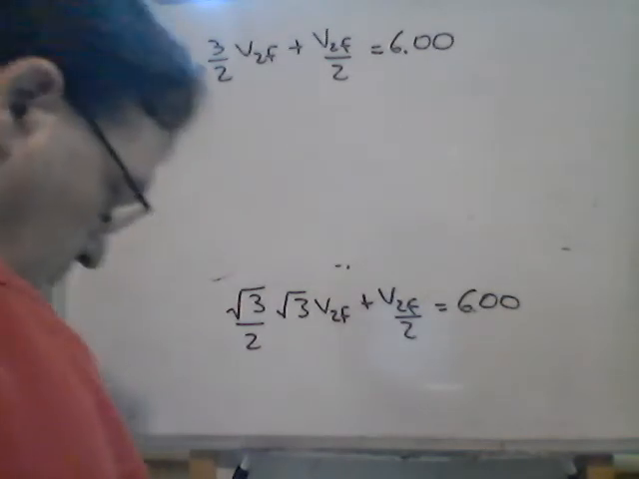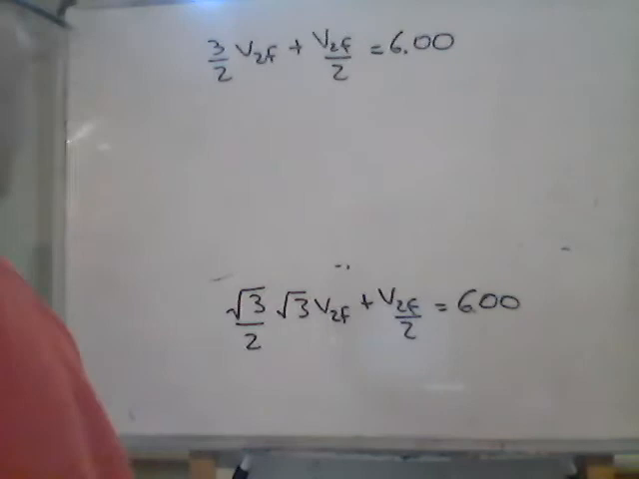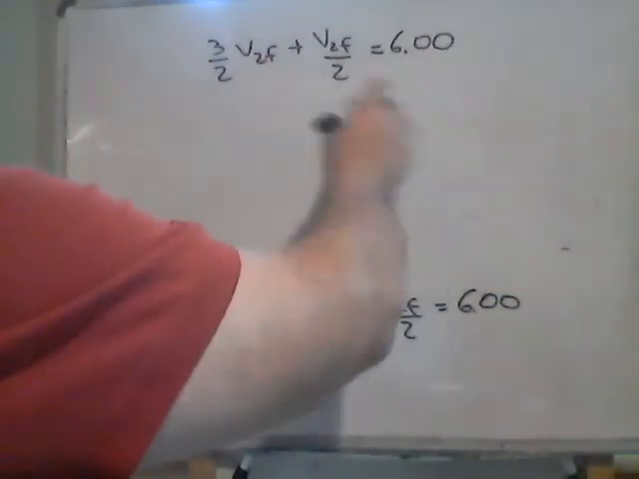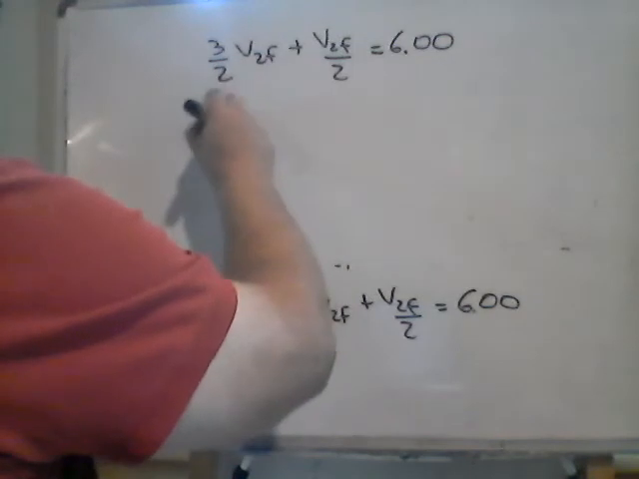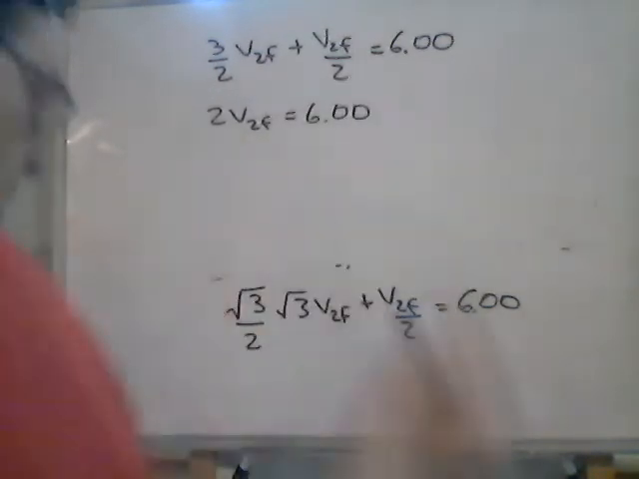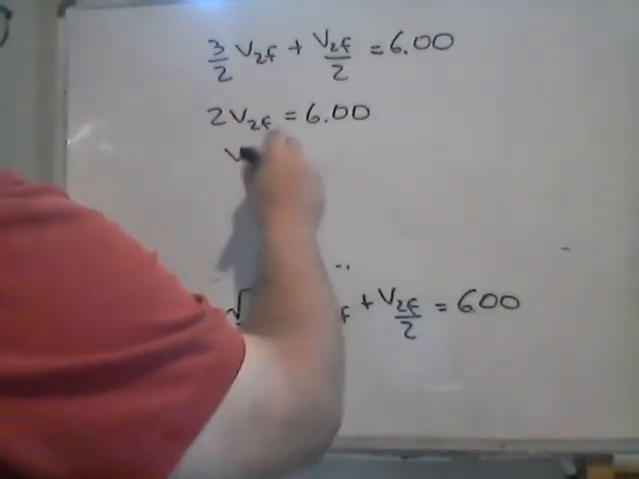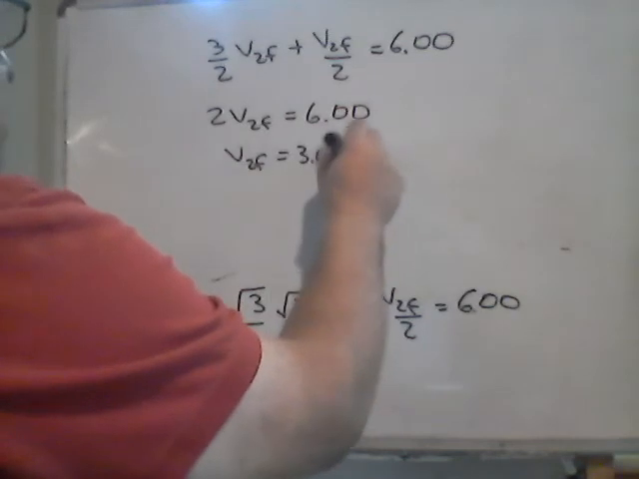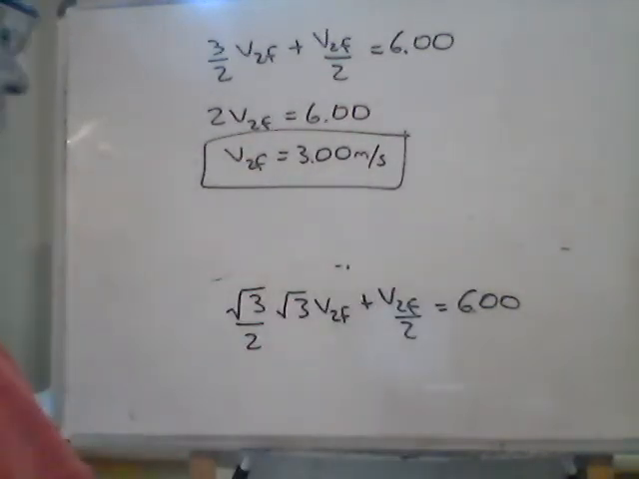Solving for that, 3 halves and 1 half is just 2, right? So I have 2 v2f equals 6.00, and I get quite simply that v2f is 3.00 meters per second. There's one of my unknown final velocities.